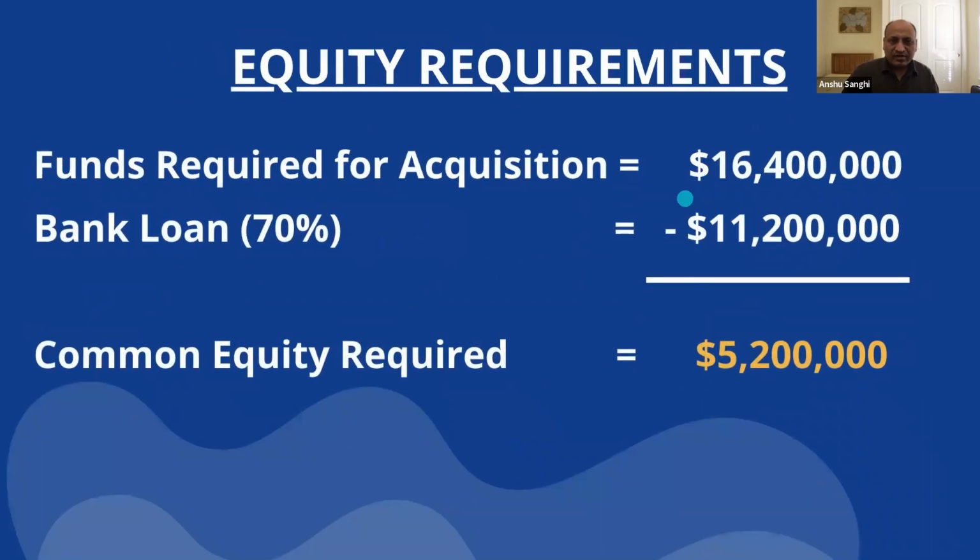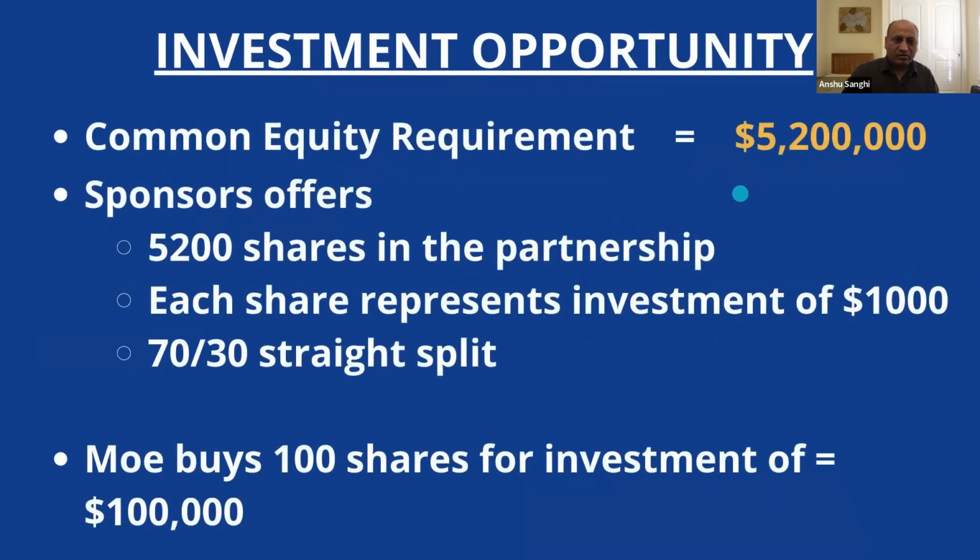Now, how is this equity raised? The bank provides 70% of the value, so 70% of 16 million, not 16.4, because the property is appraised at 16 million. The rest of the capital is raised in the form of common equity from investors. In order to raise this amount, sponsors offer 5,200 shares in the partnership, each share for $1,000, and they offer a 70-30 straight split profit sharing scheme. Mo buys 100 shares of investment for an investment of $100,000.